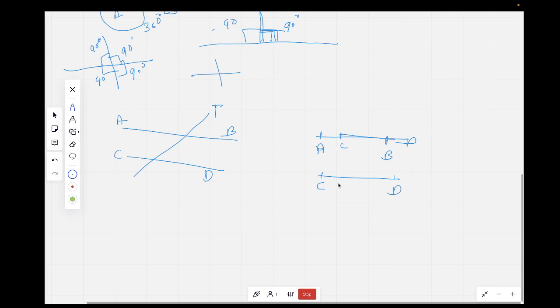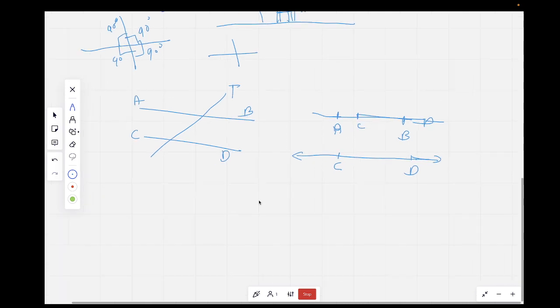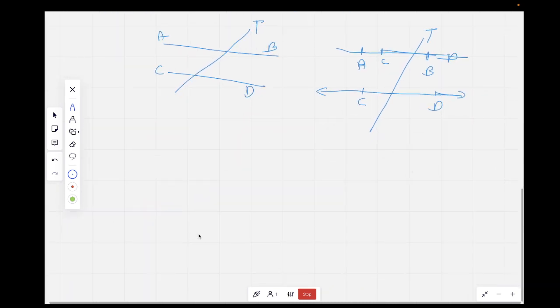So these two lines will never intersect each other, like it will never meet. If we extend it to infinity, from left or right side, these are never going to meet. So such lines are called parallel lines. And if there is an intersecting line which is intersecting both the parallel lines like this, this is called a transversal. There are many interesting properties related to these sets of lines.